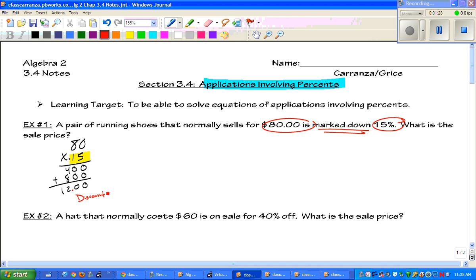You're not paying $12 for a pair of shoes that normally cost $80. That's not 15%. So, 80 minus 12. Let's do that. You have to borrow, get the 8. That turns to a 7, 6. So the total price of the new shoes is $68.